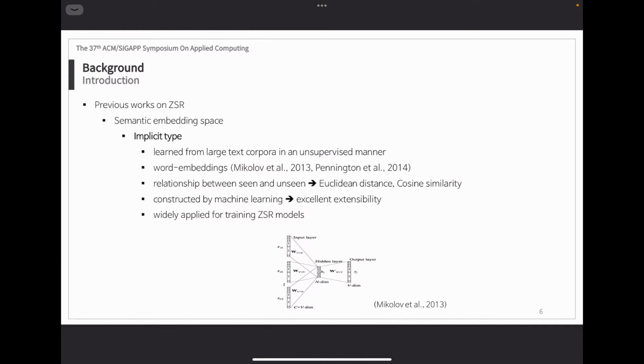Implicit type is a type of semantic embeddings that are learned from large text corpora in an unsupervised manner. Word embeddings belong to this type. The relationship between seen and unseen classes can be measured by Euclidean distance or cosine similarity. Word embeddings are constructed using machine learning techniques, so they have excellent extensibility and are widely applied to zero-shot recognition models.